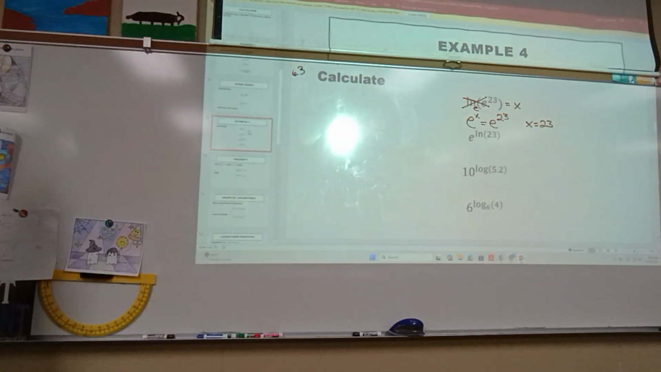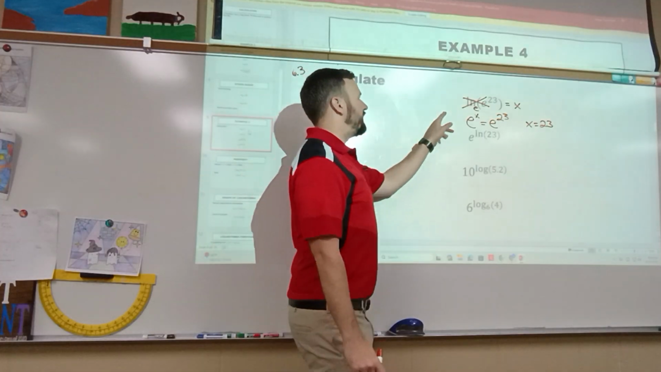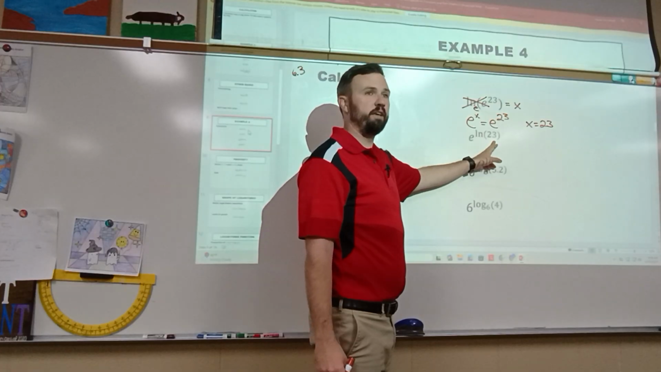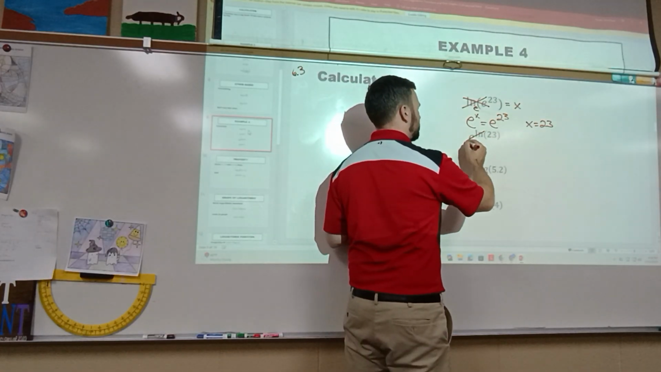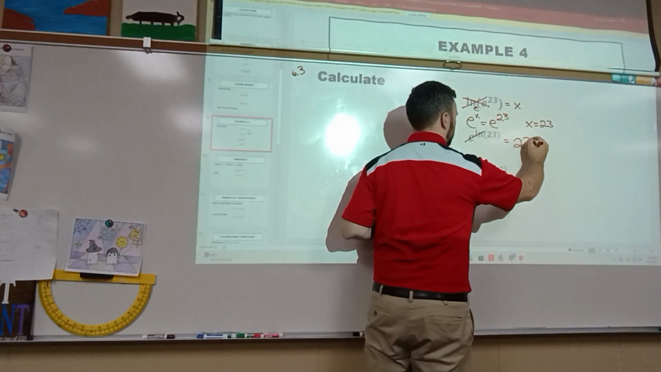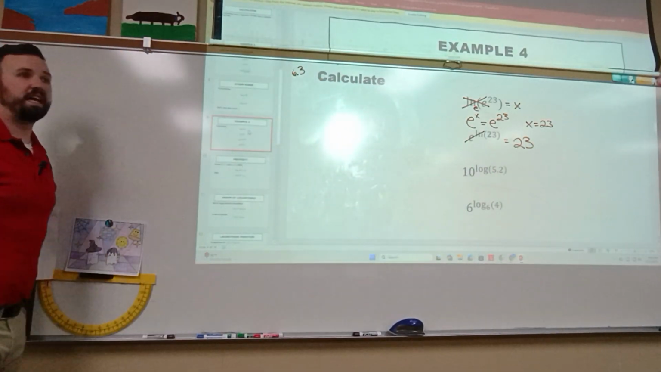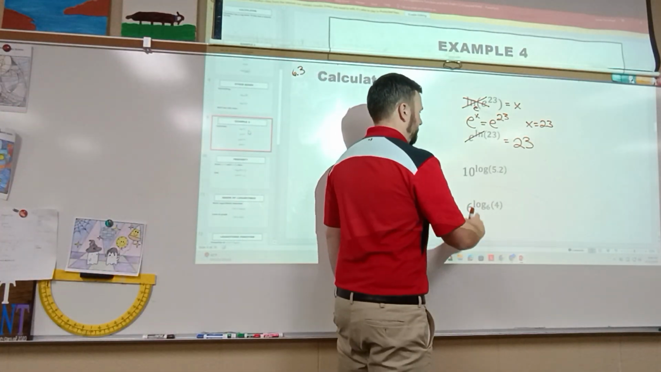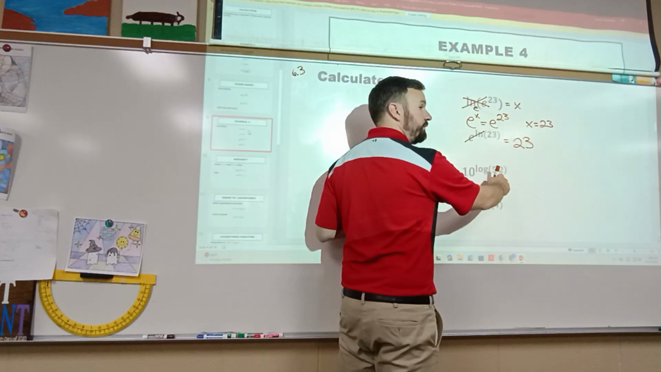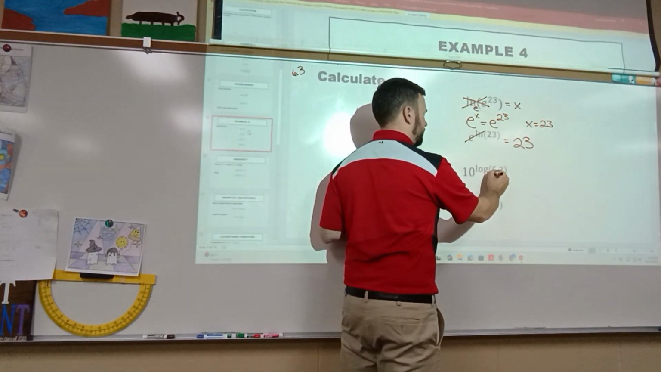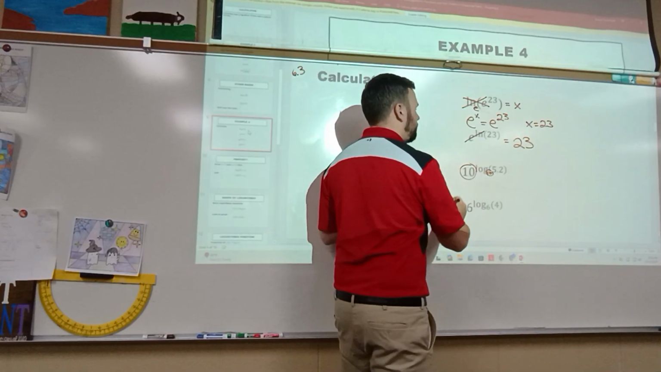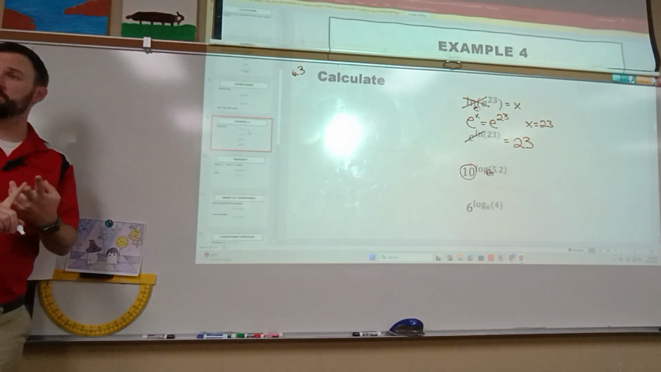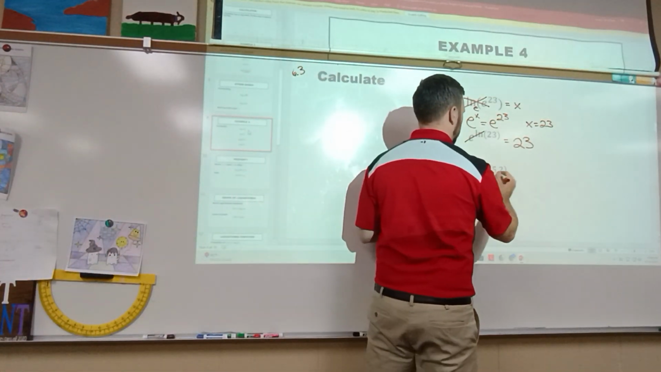So what you're telling me is these actually cancel out. They're inverses of each other. So if they're inverses of each other, that means it's true both directions, right? If I have e to the natural log of 23, what's going to happen with these two things? They cancel. The answer is 23. That's how I get rid of logs. That's how I get rid of exponentials. So 10 to the log of 5.2, what's my base here? If the base of my log matches the base of my exponential, what happens to them? They cancel. So that's just 5.2.